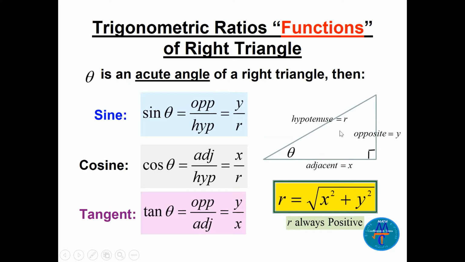Now, if you need r, you can use the Pythagorean theorem, x squared plus y squared is equal to r squared. So r will always be the square root of x squared plus y squared, r always positive.